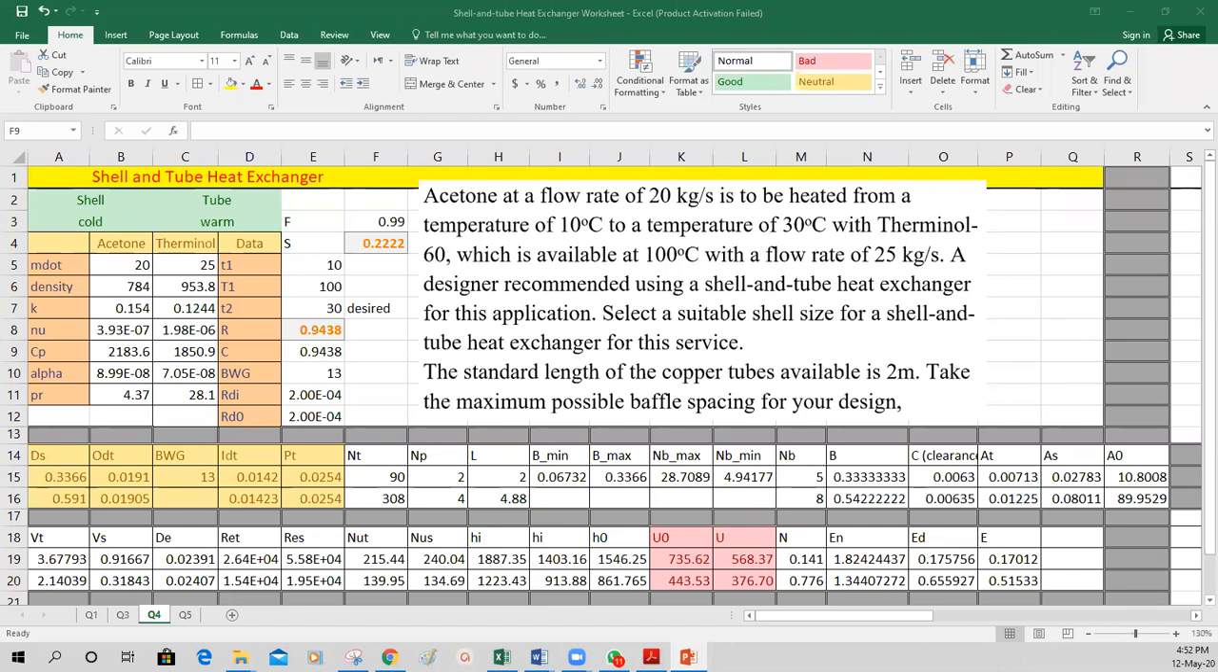Okay. Anybody who got the answer for the Nusselt number for the tube side or shell side, just share with me. For the tube side, you need to follow the step on page 473.